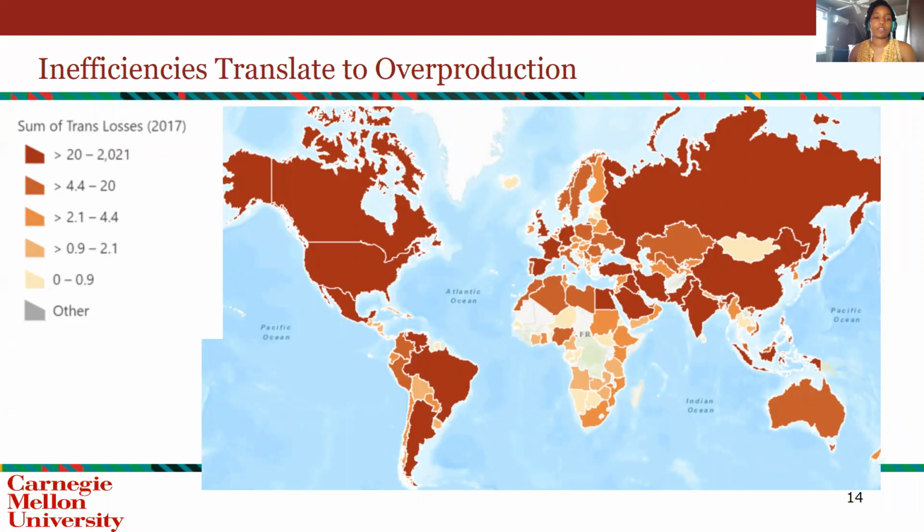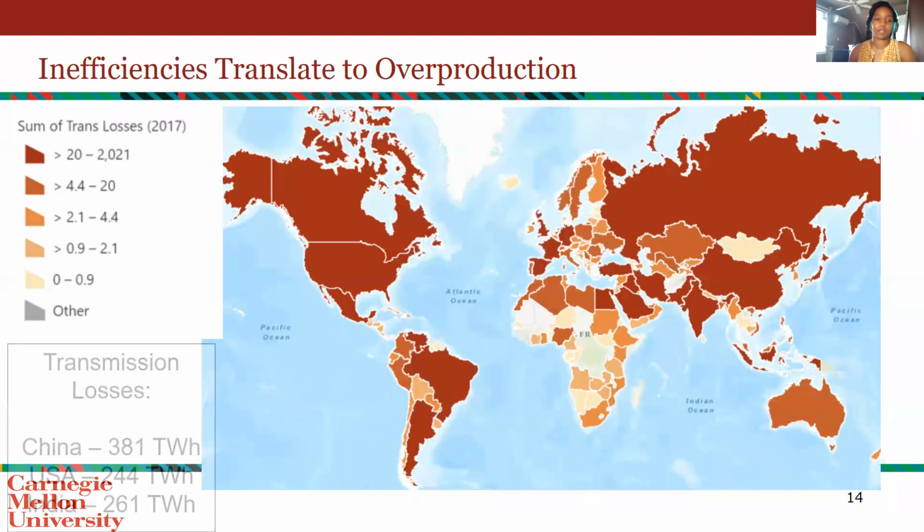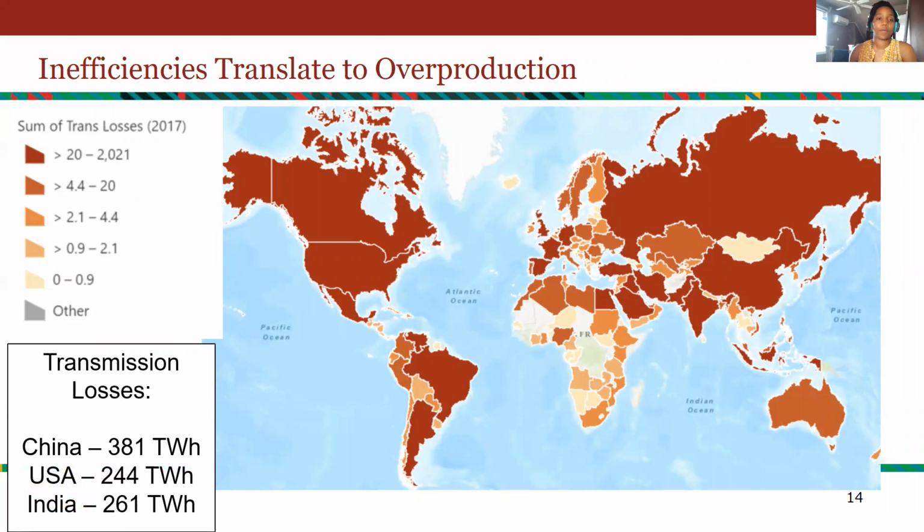And the other connection is that transmission inefficiencies translate to overproduction in the generation sector. So the heat map is showing you the sum of transmission losses in gigawatts and terawatts, and the USA is very low. So even though we had really high efficiency in the US, we see that this still correlates to a lot of losses associated with the transmission system.